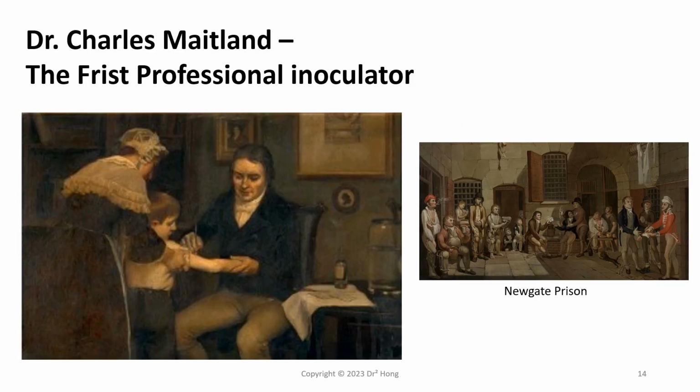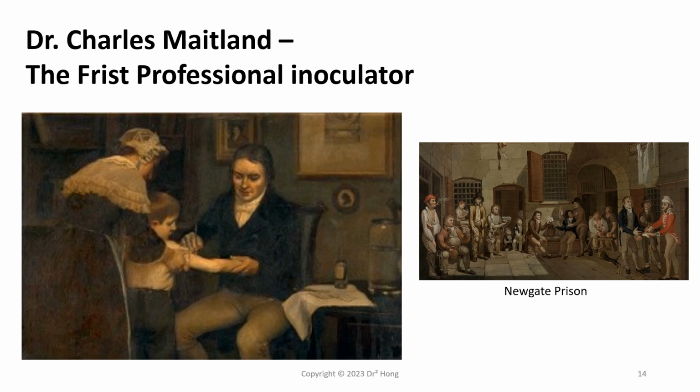And in 1718, Lady Montagu had her young son, Edward Jr., inoculated. In 1721, back in England, she had her 3-year-old daughter inoculated by the doctor, Dr. Charles Maitland, during a smallpox outbreak. Therefore, the daughter became the first person known to be professionally inoculated in England.